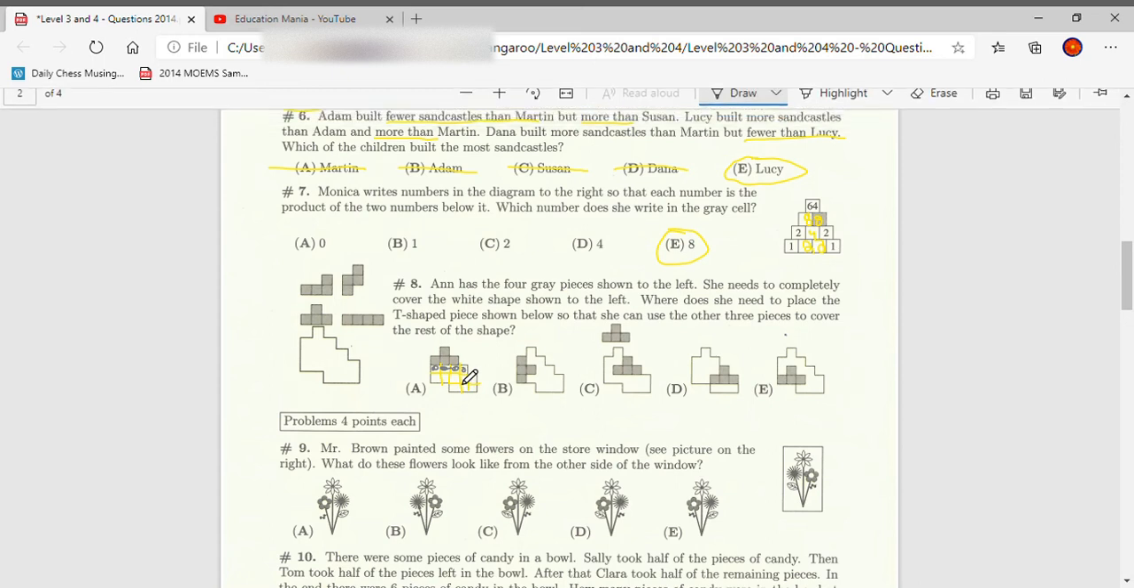Next we can have, so you notice that if we put this one anywhere, it will cover up a corner piece. Like if we put it here, it covers up this that cannot be covered since we have no one piece thing. So A is not an answer. But let's check out B.